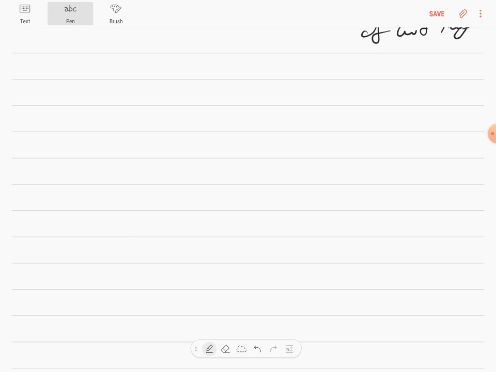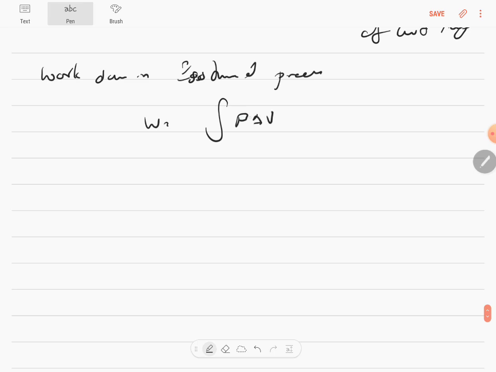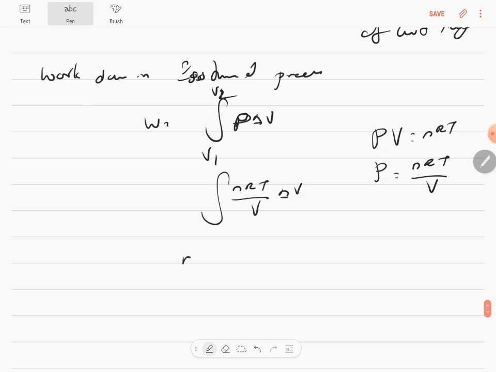Okay. Next is work done. We're going to derive a formula for work done in the isothermal process. The work done itself is P into delta V. We have learnt it now, integration from V1 to V2. Just write this formula, and then PV itself is a constant. So PV is equal to nRT. So you write what is P from here: nRT by V. Take it and substitute here, nRT by V into delta V, where nRT is a constant.